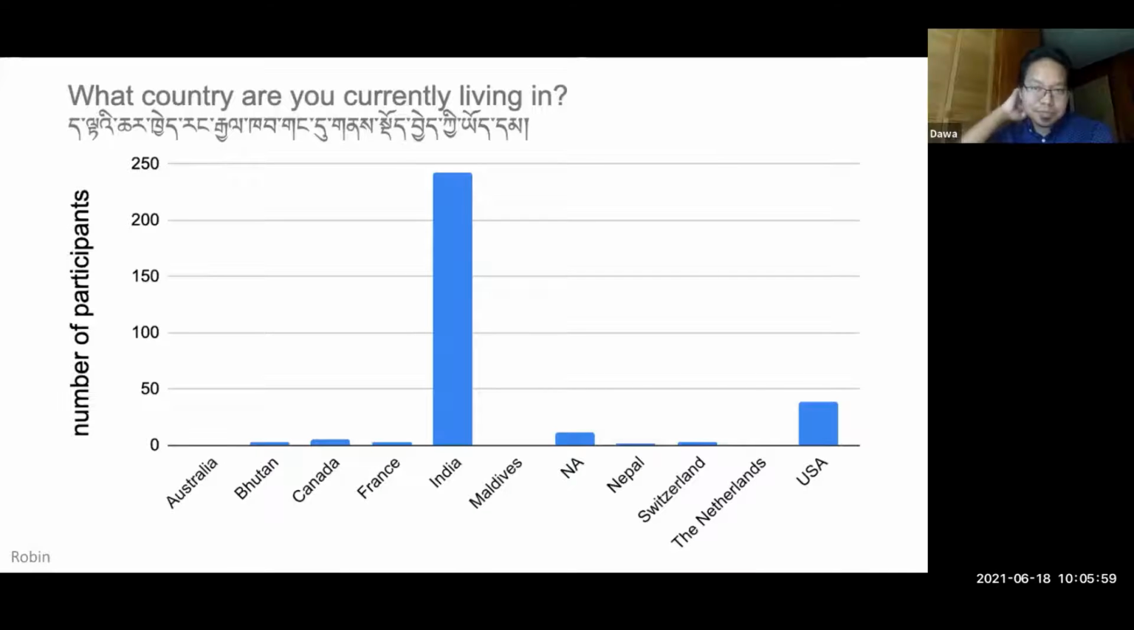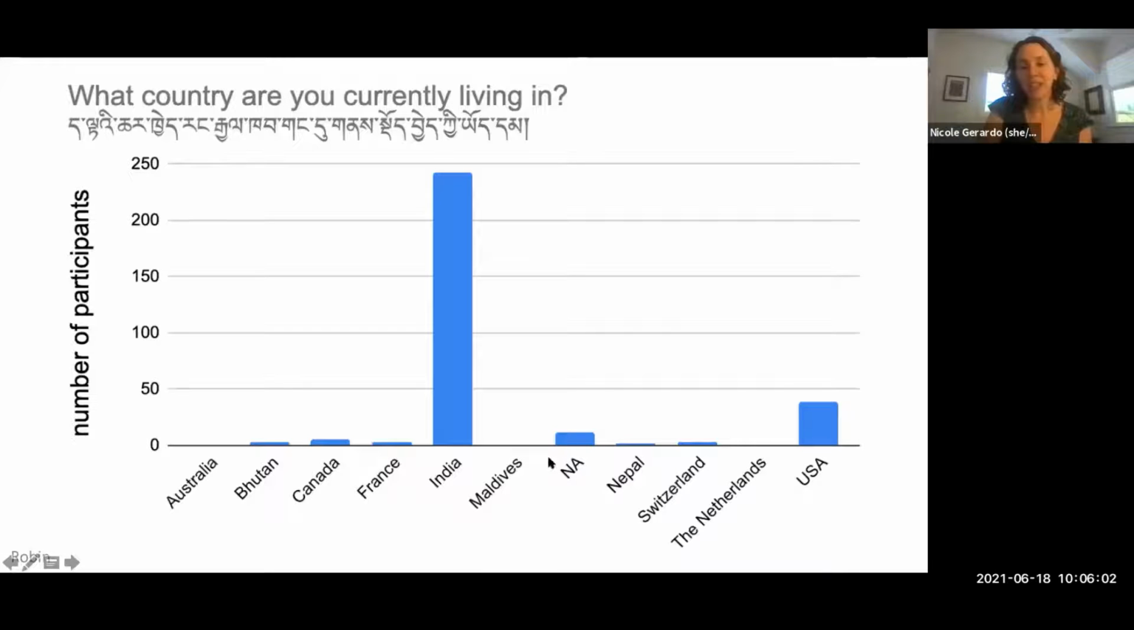Yes, please go ahead. So if you look here, it says NA on the graph next to Nepal, and those represent participants who did not indicate what country they are currently living in. And so when we look at the data in a moment, you'll see NA either represents that the participant did not provide information, or the information they provided did not make sense because they didn't understand the question.